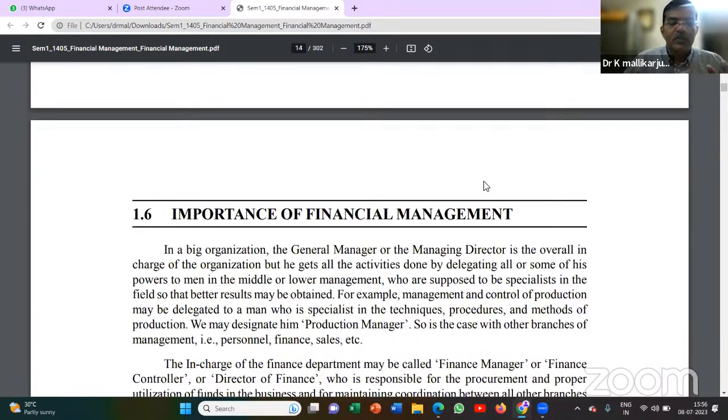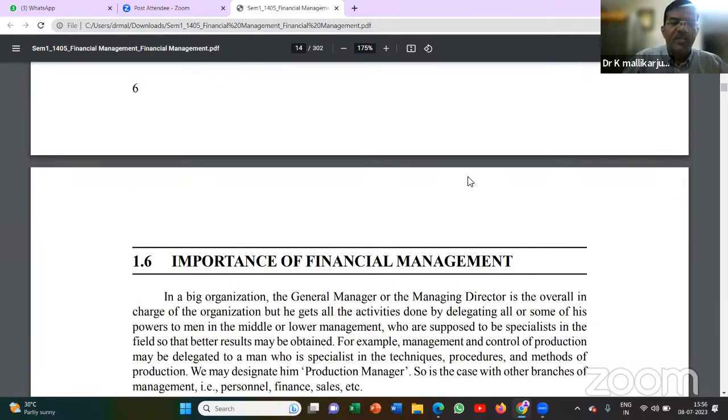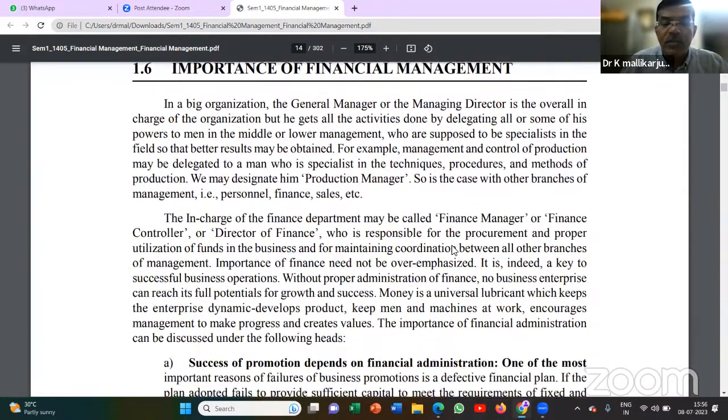After this decision, financial management definition, the importance of financial management. Financial management is very important, especially in the finance department. It may be called financial controller, director of finance. He is responsible for procurement and proper utilization of funds and for managing and coordinating between all other branches, like the HR department, procurement department, and other departments. Every department is linked with the finance department, right? So the finance department is a very important department.